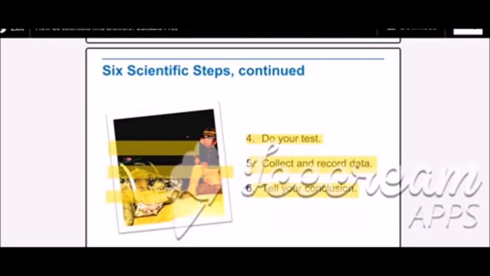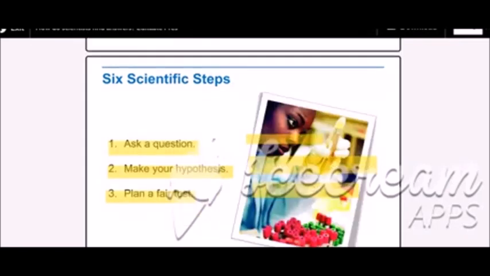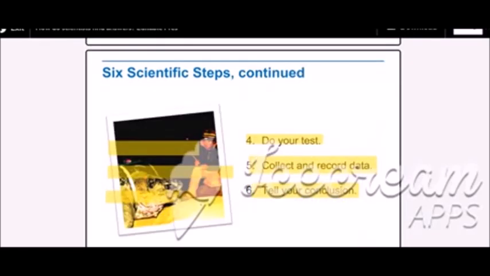Do you remember the conclusion? Yes, of course. And now let's repeat the steps together. Number 1, ask a question. Number 2, make your hypothesis. Number 3, plan a fair test or experiment. Number 4, doing your test. Number 5, collect and record data. Number 6, tell your conclusion.